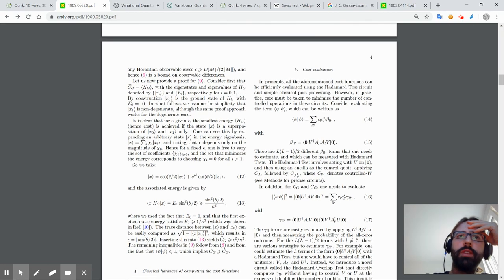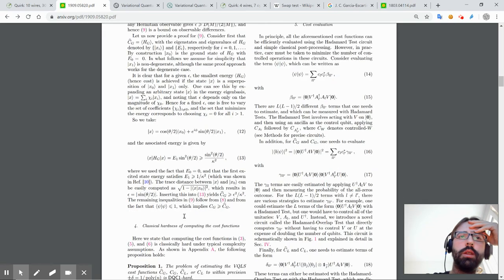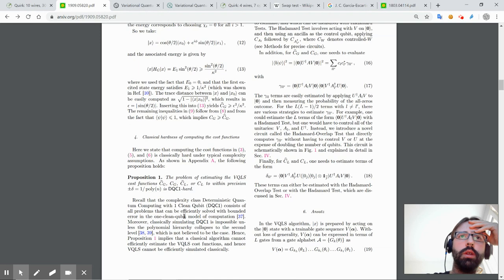Cost evaluation, but where's the cost function then? The cost Hamiltonian. Cost functions.